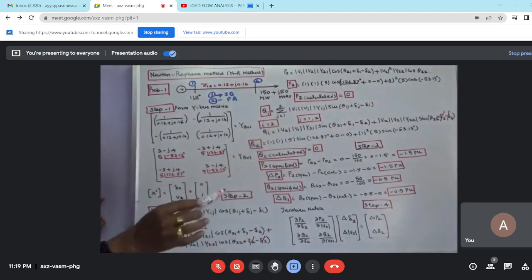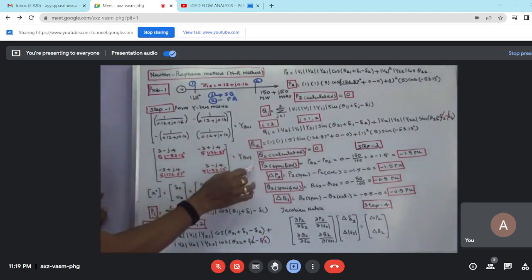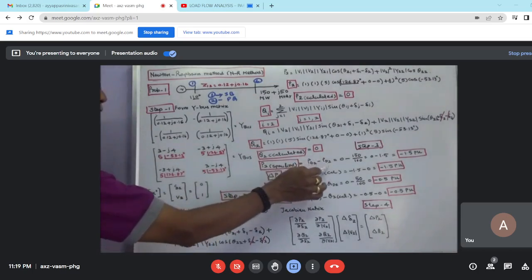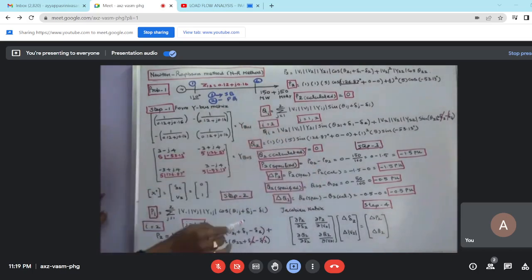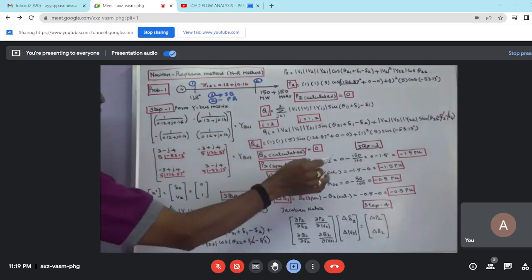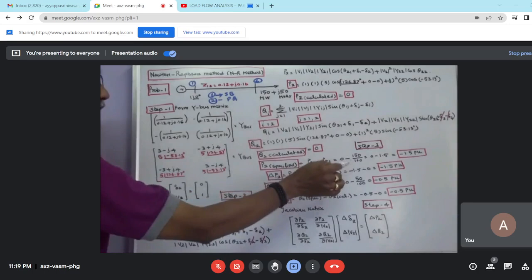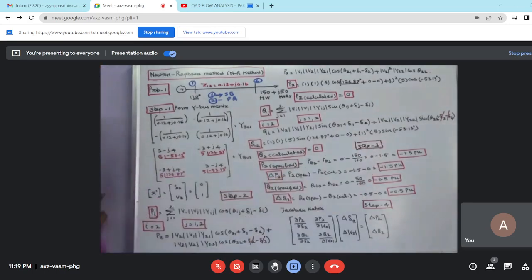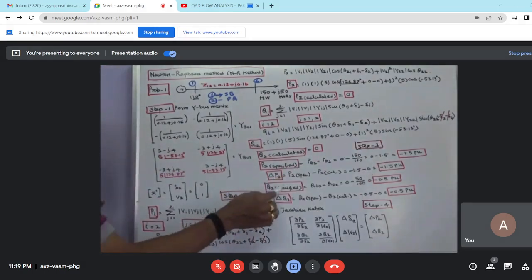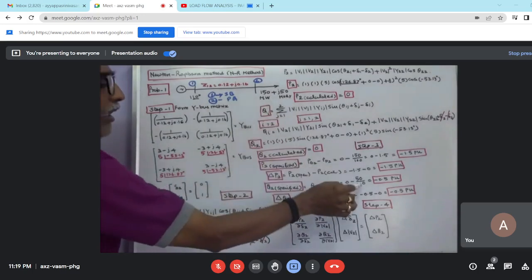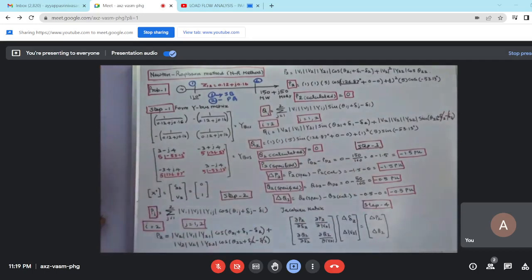Step 3, I have to calculate the specified value of P2 and the specified value of Q2. P2 specified is equal to Pg2 minus Pd2. Since it is a load bus, the generation is 0. Therefore, 0 minus 150 by 100, this is base MVA, that is equal to minus 1.5 per unit. Similarly, Q2 specified is equal to Q2 generation minus Q2 demand, 0 minus 50 by 100, minus 0.5 per unit.